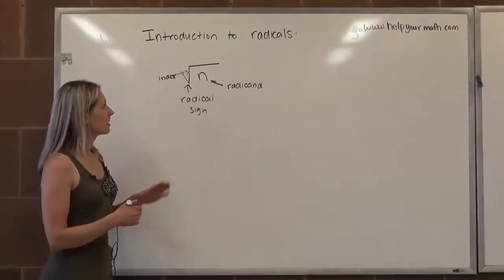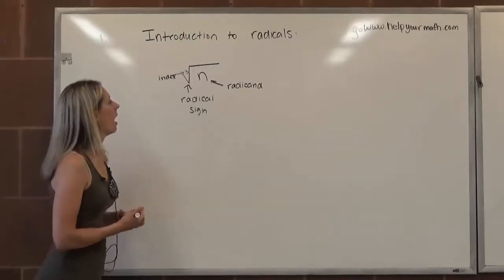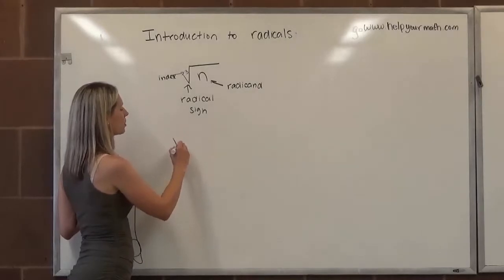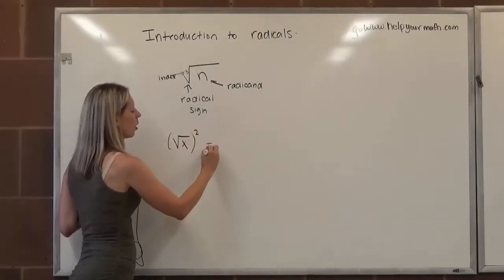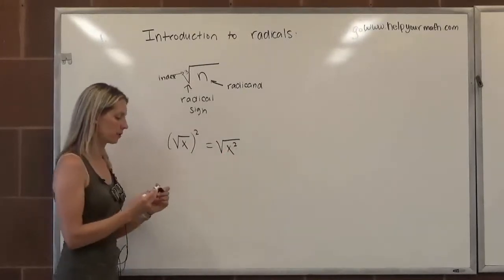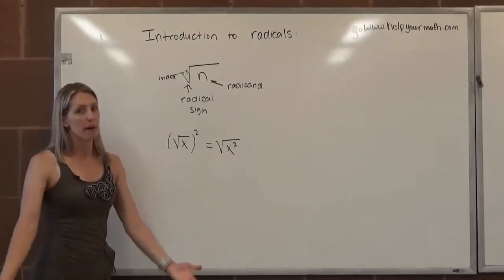The next thing we want to talk about, we're going to focus only on square roots for right now and for the next few videos. So the question is, if we have the square root of x squared, is this always equal to the square of the square root of x? Are these two expressions always equal? We might try some examples.